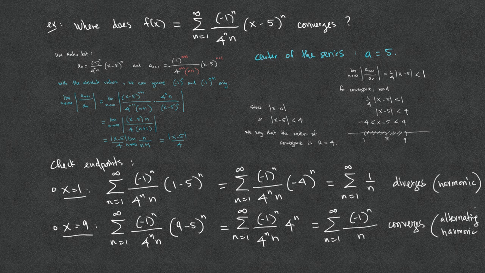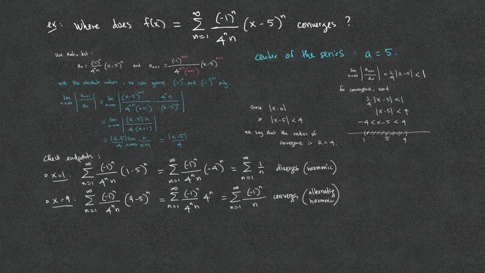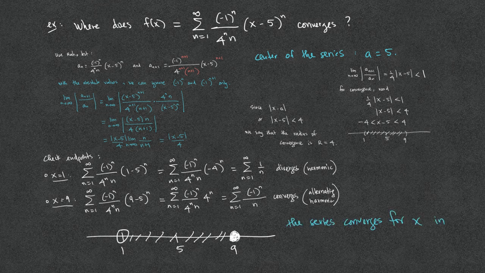On the real number line with the center of the series at x equals 5, we see that the series converges for all of the x values between 1 and 9, diverges when x equals 1, and converges when x equals 9. And so we say that the series converges for all x in the interval from 1 to 9, excluding 1, including 9, and the radius of convergence is 4, or 1 less than x less than or equal to 9.